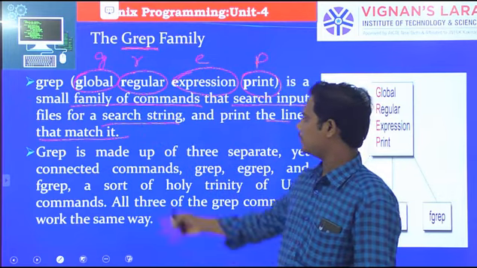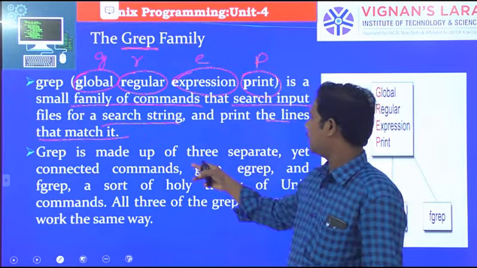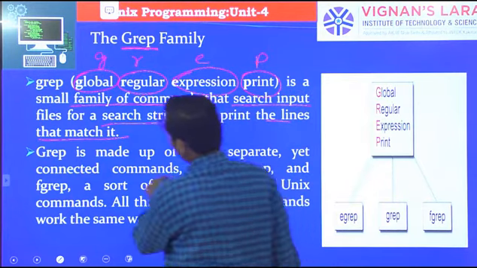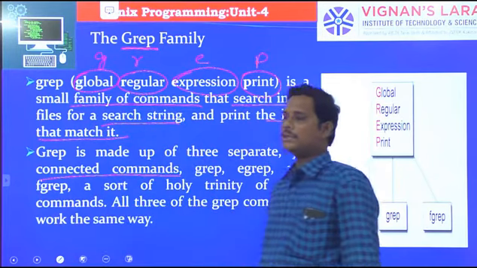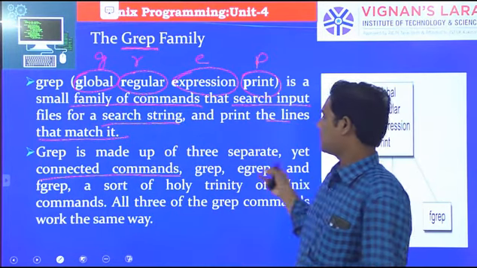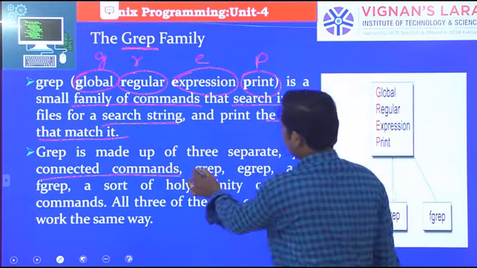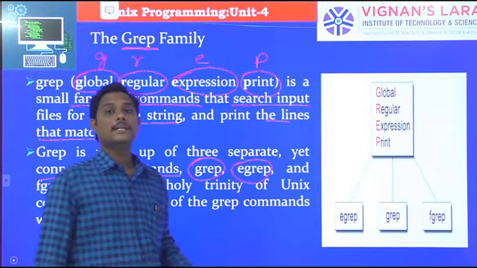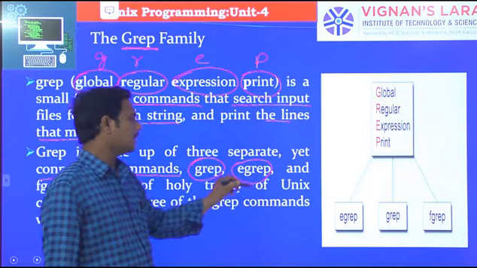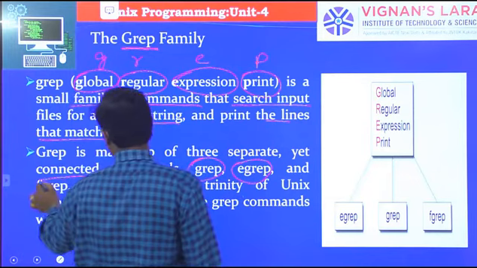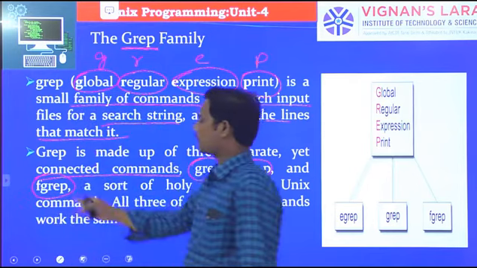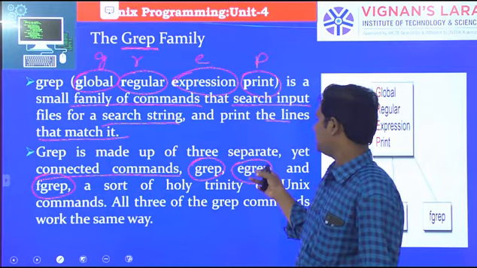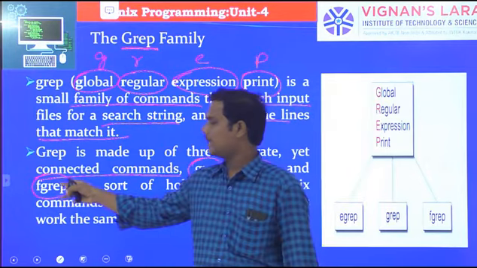Coming to the second point, grep is made up of three separate connected commands. The first one is grep, the second one is egrep, where E means extended grep, and the third one is fgrep, where F means fixed grep.